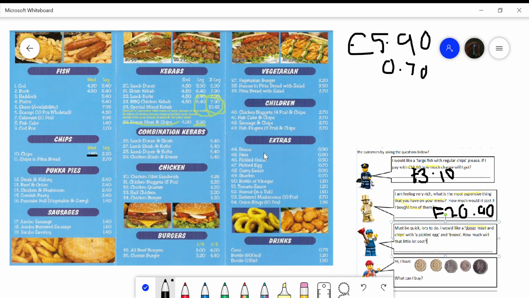So again, beans is an extra. That's 90p. So then all we're going to do is we want to find the total. We're going to add them up. So 0, 0, 0, 9 and 9 is 18. Add 7. Okay, 25. Put my 2 down. 5. Add 2 is 7. So that's £7.50 all together.